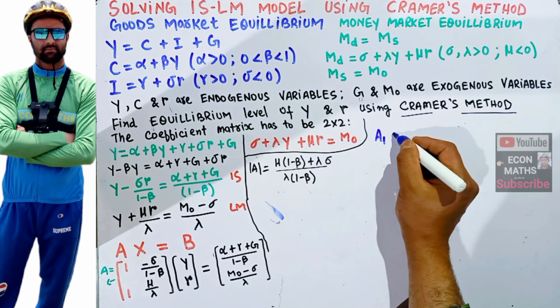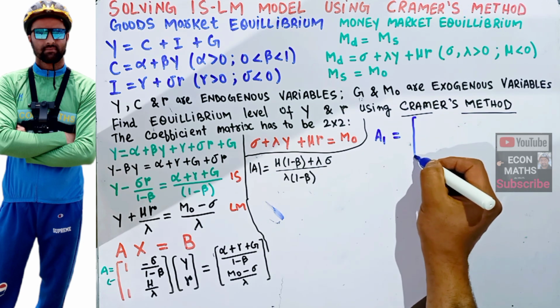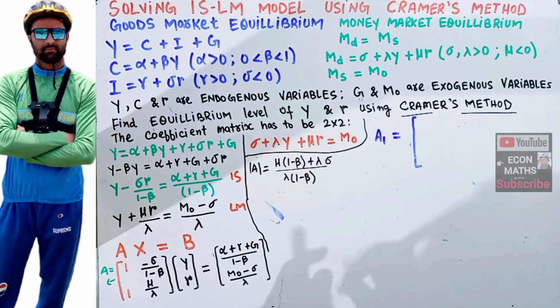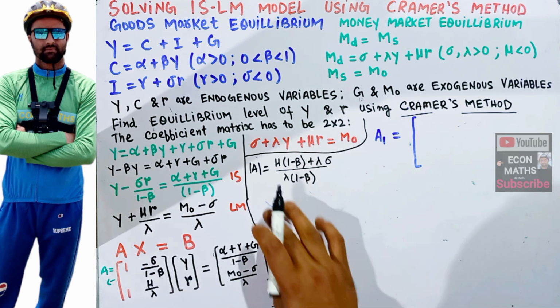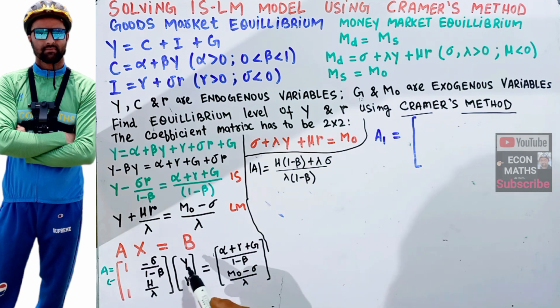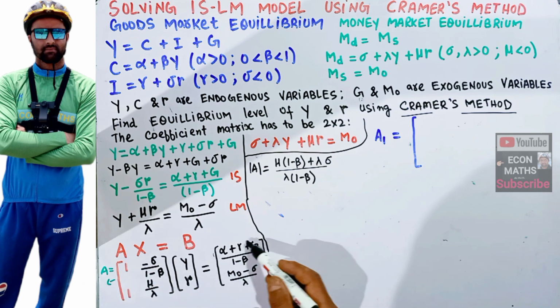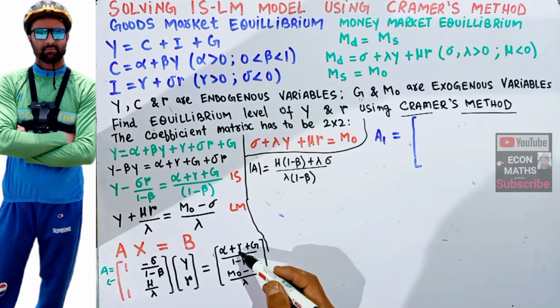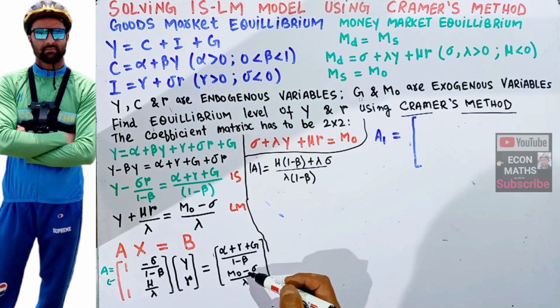Let us say A1 is our matrix, and let me repeat it here. To find the equilibrium level of income, we form a new matrix A1 in such a way that we replace the first column of the coefficient matrix with the vector of constant terms. These are the vector of constant terms. We replace the first column with the vector of constant terms.